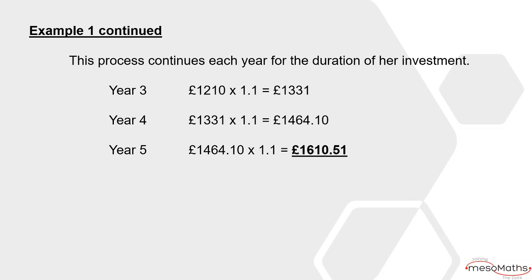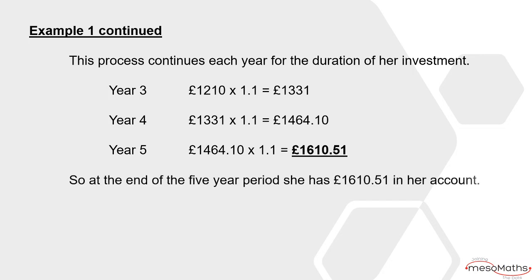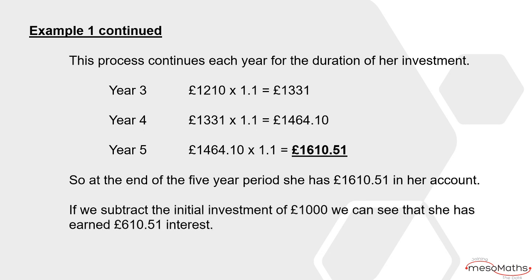So after 5 years of repeating this calculation, you end up with a total value of her investment of £1,610.51. And if you wanted to know how much interest that means she's earned, you would just subtract the initial amount. So if you take off the £1,000 she put in to start with, that tells you that she earned £610.51 in interest.